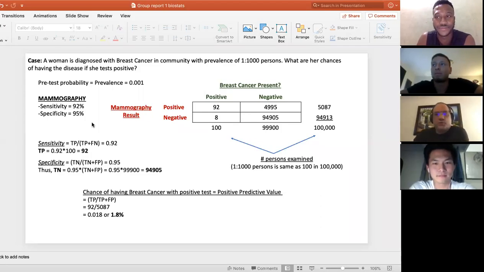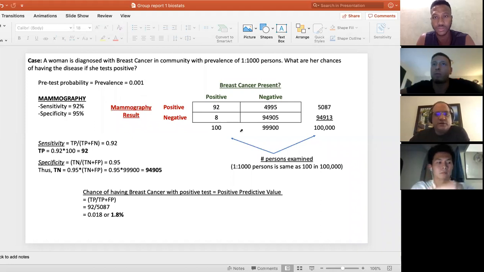So, this is our group presentation for biostats, and we are going to be discussing this case of a woman who is diagnosed with breast cancer in a community that has a known prevalence of breast cancer of 1 in 1,000 women. And we want to know what are the chances of having the disease in reality if she tests positive based on mammography. Now, in order to do this, we utilize the fact that the prevalence is 1 in 1,000 or 0.001. But it's difficult to work with such a small number.